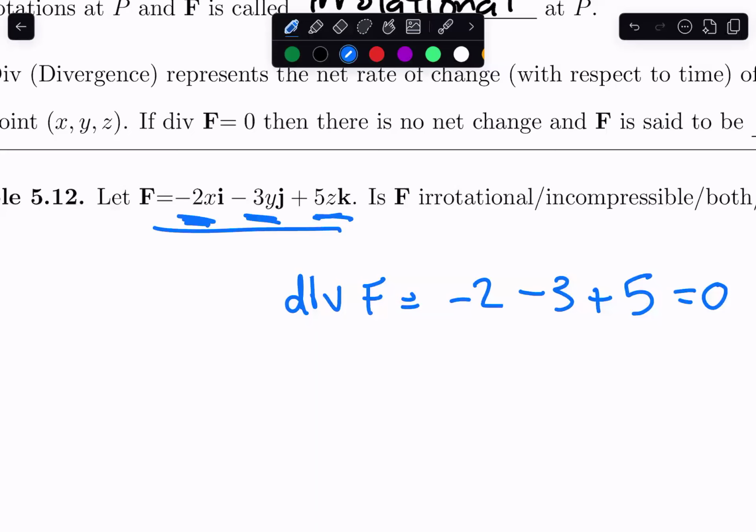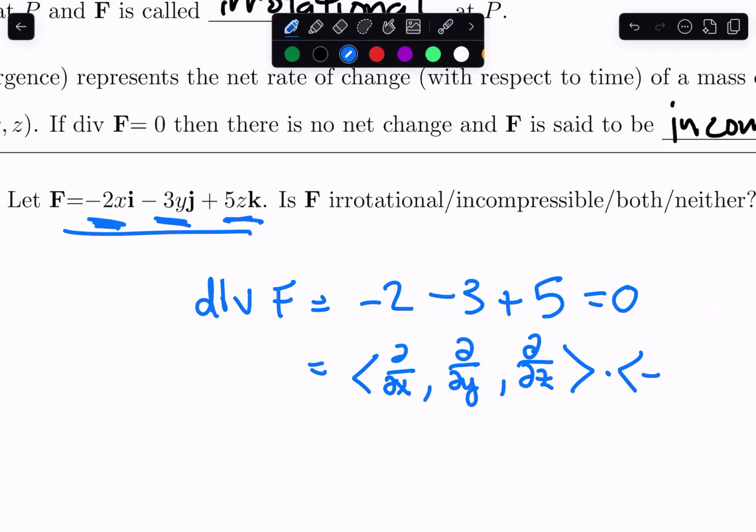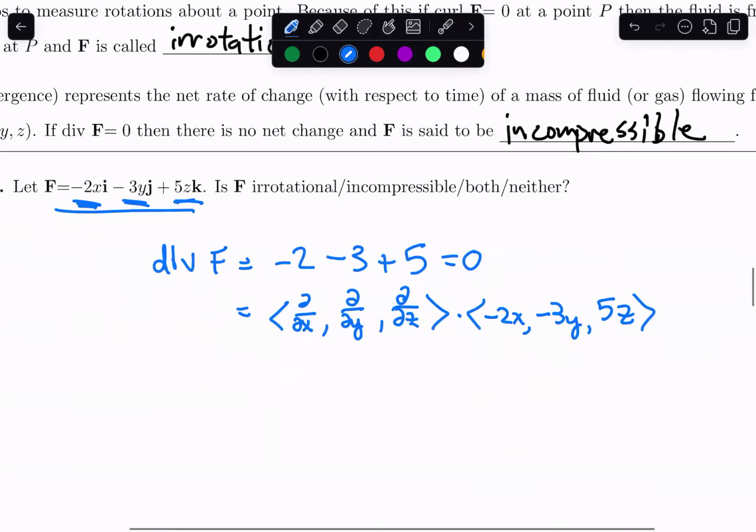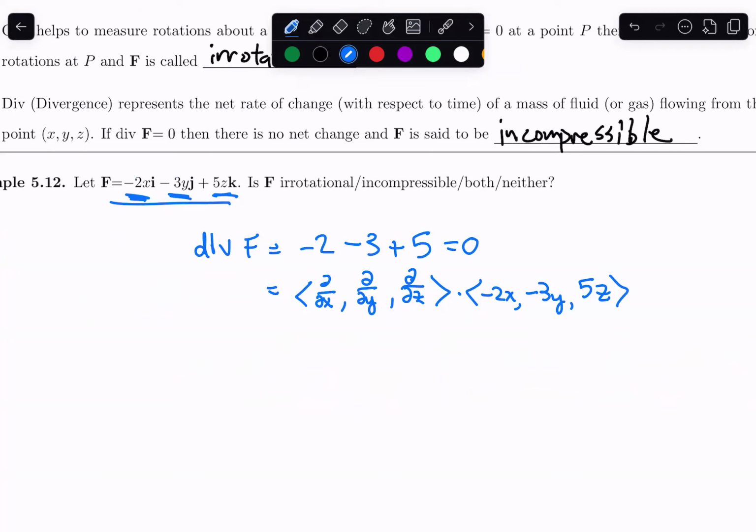This is going a little bit fast, right? So if you're not comfortable with going this fast quite yet, you can quite literally write the partial derivative with respect to x, partial derivative with respect to y, partial derivative with respect to z, dot with -2x, -3y, and 5z. So there's our vector field, and you're applying the partial derivative to each one of these and then summing them together. If you'd like to take it a little more step by step, it's certainly fine. Hopefully by the time you get to the exam on Thursday, you're doing this a little bit faster though. This is perfectly fine. Okay, so we know that it's at least incompressible.